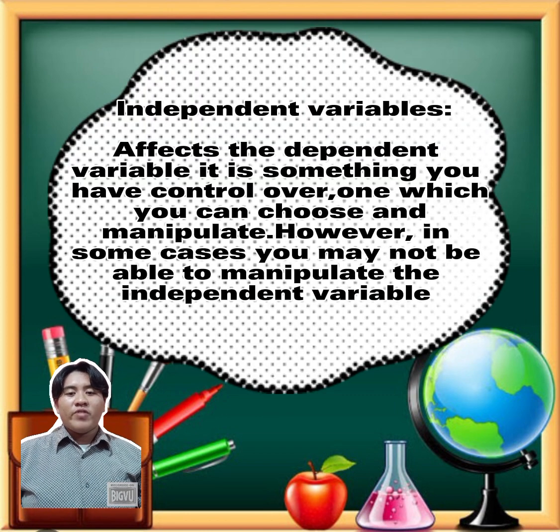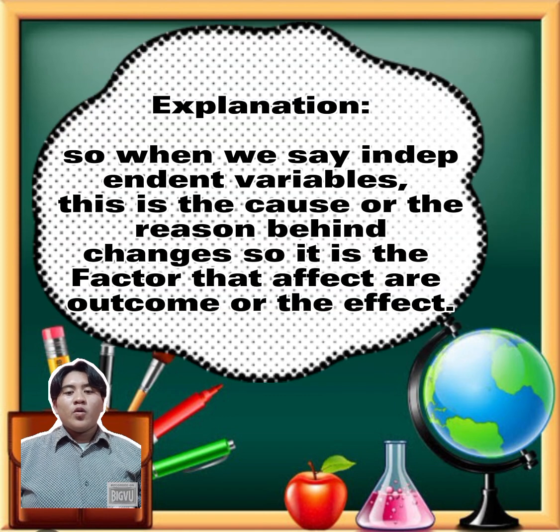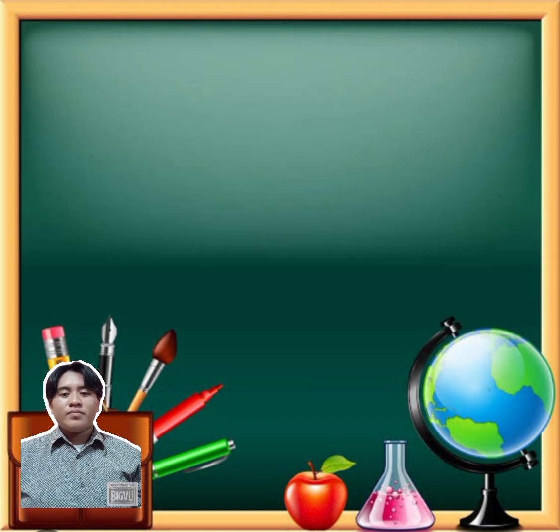Independent variables affect the dependent variable. It is something you control, one which you can choose and manipulate. However, in some cases, you may not be able to manipulate the independent variables. So, when we say independent variables, this is the cause or the reason behind changes. It is the factor that affects our outcome or the effect.